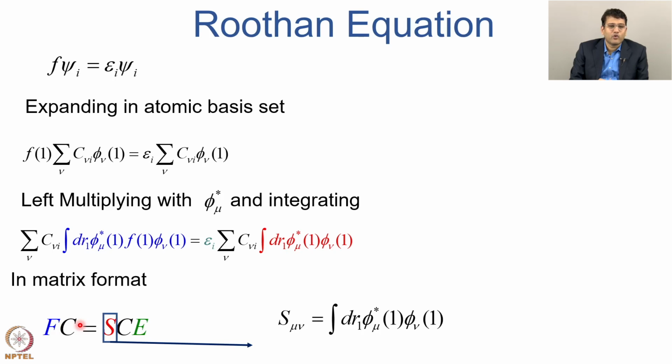A few things to notice here. The only reason I call it a pseudo eigenvalue equation is because of the presence of this S term. If this S term was not there, then it would look like FC equals CE, which is a matrix eigenvalue equation.